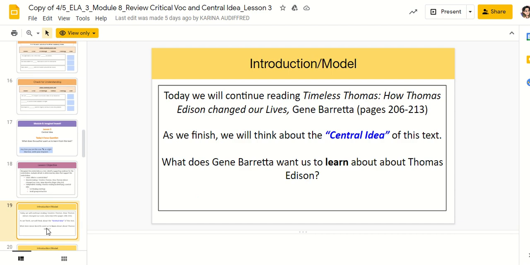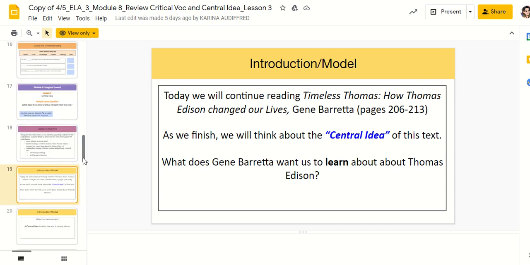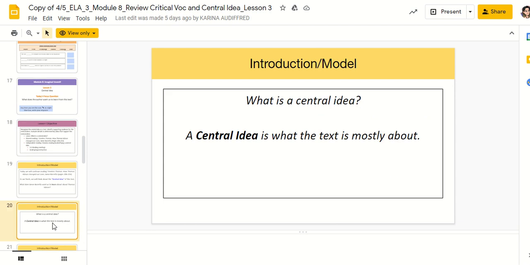So as you continue reading Timeless Thomas, we are going to think about the central idea of this text. And we want to think about, what does Jean Beretta want us to learn about Thomas Edison? So when we're doing central or main idea, you can find the central or main idea of the whole passage. You can find the central or main idea of just certain paragraphs or sections. So first, let's think about, what is a central idea?